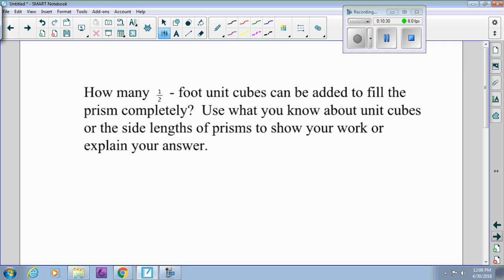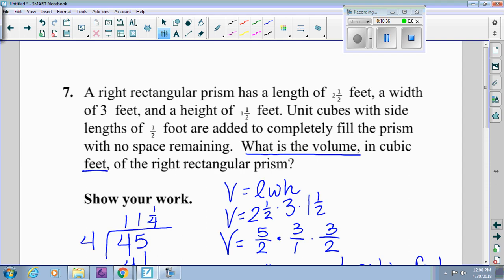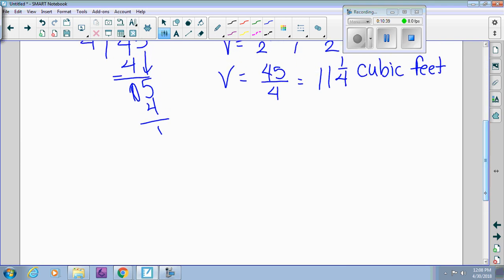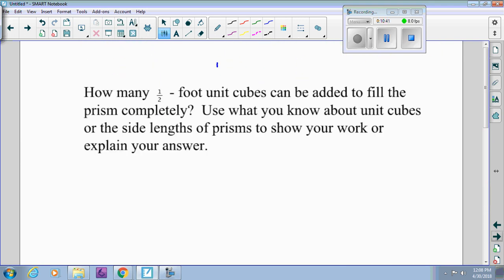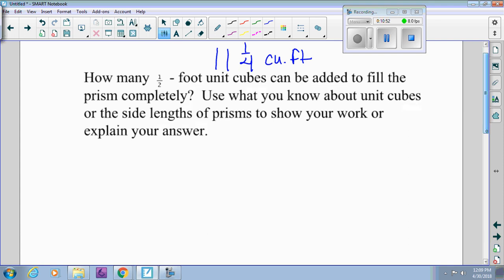So then the next question is, how many half-foot unit cubes can be added to fill the prism completely? This is where our answer is going to be a little bit different. So we had 11 and 1/4 was the volume. So I'm going to write that down, 11 and 1/4 cubic feet. Use what you know about unit cubes or side lengths to show your work or explain your answer. So pretty much if we have a 1 foot by a 1 foot by a 1 foot cube here, it would take 11 and 1/4 of those to fill that.